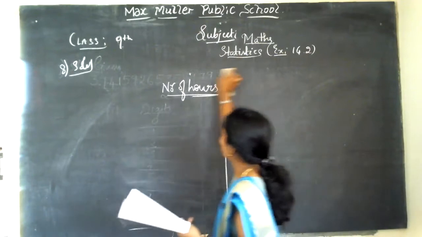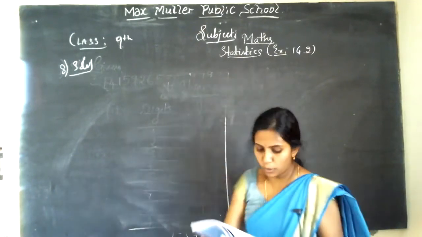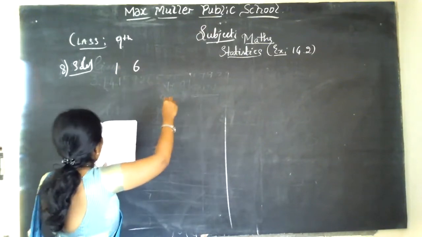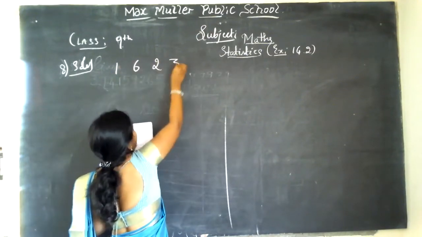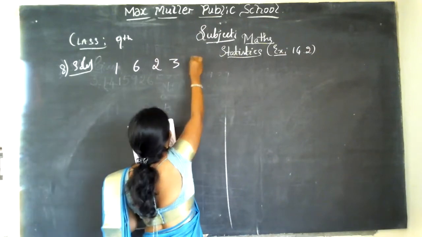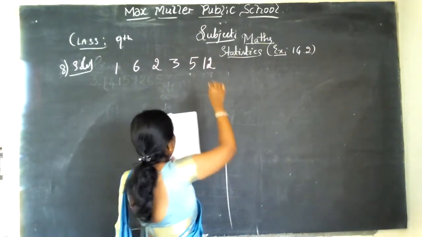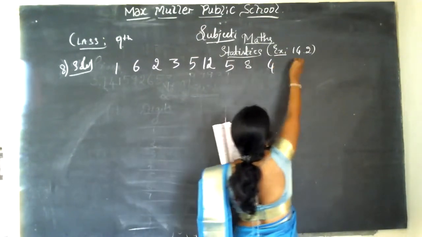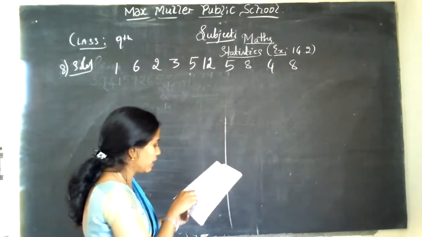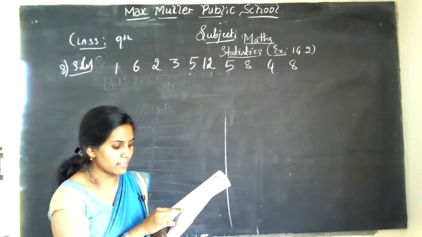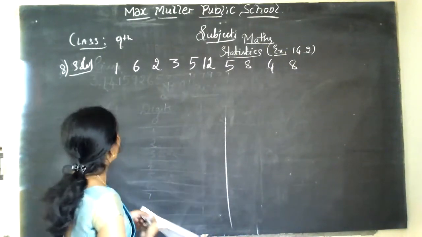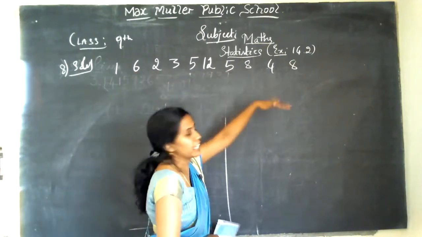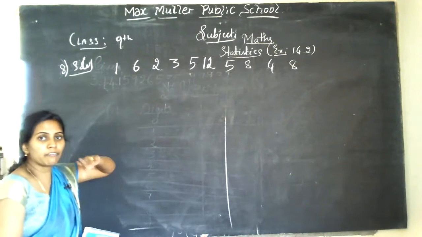They have given 3 rows, isn't it? Let me write 3 rows. 1, 6, 2, 3, 5, 12, 5, 8, 4, 8. In the first row, they have given 1, 2, 3, 4, 5, 6, 7, 8, 9, 10. So they have given 10 numbers in the first row.